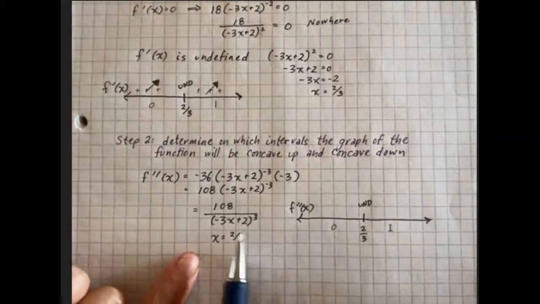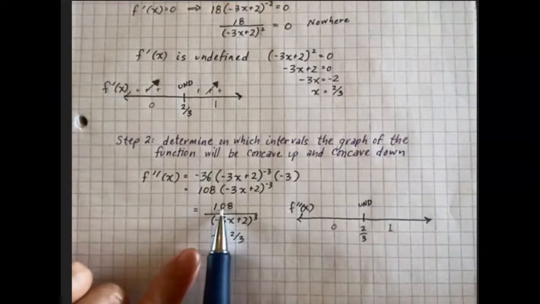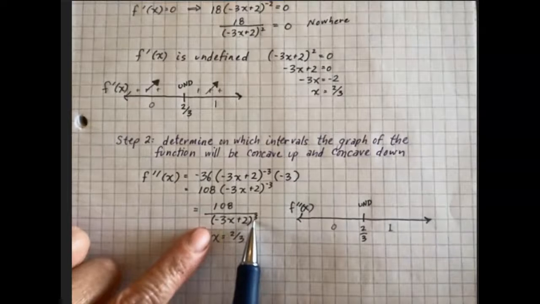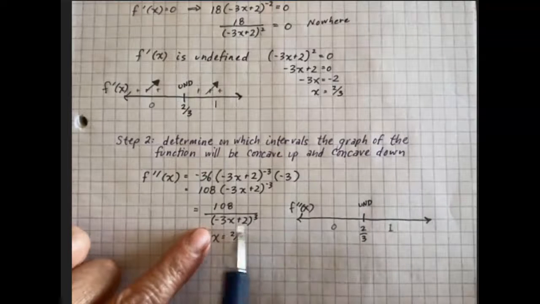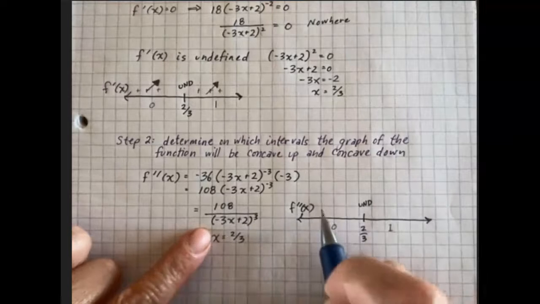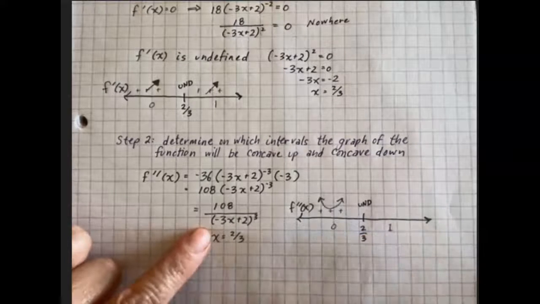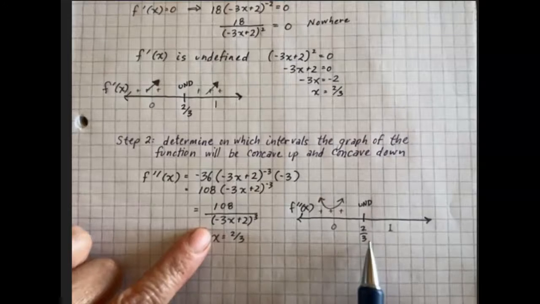So at 0, we've got a positive in the numerator. Oh, and now we can have a negative in the denominator, can't we, because it's cubed. So 0 down here is going to give us 0 plus 2, which is positive, so a positive over positive is positive. And we have concave up between negative infinity and 2/3.